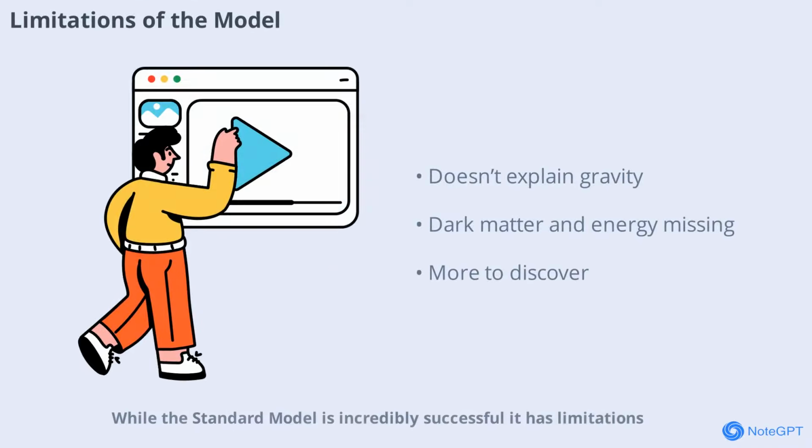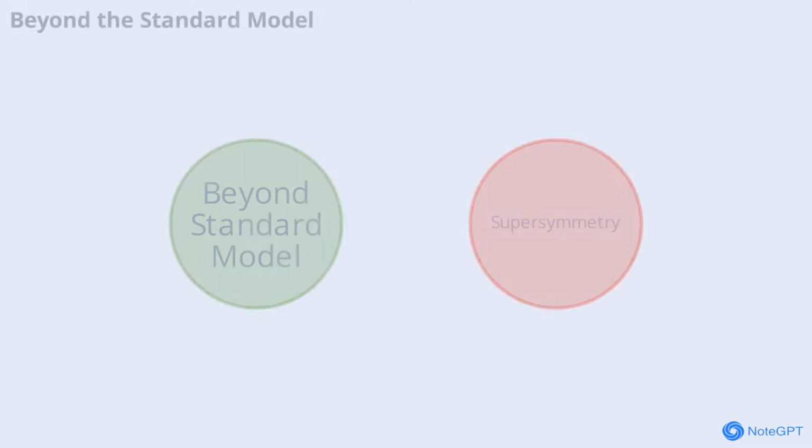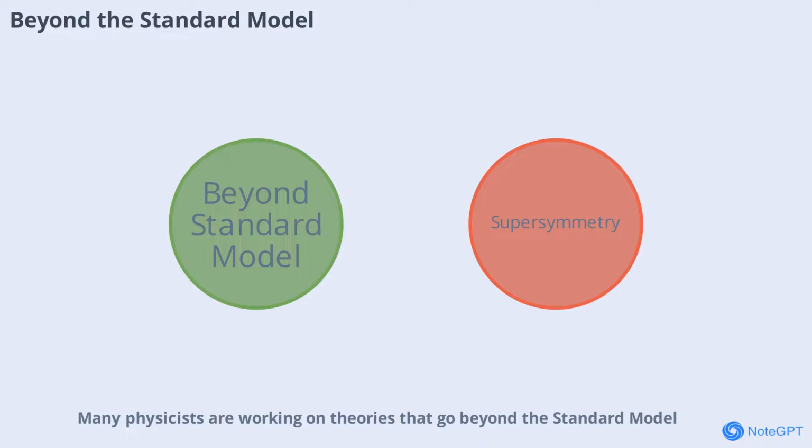While the Standard Model is incredibly successful, it has limitations. It doesn't explain gravity, dark matter, or dark energy. These mysteries suggest that there's more to discover about the universe. Physicists are constantly searching for new theories and experiments that can fill in these gaps and provide a more complete picture.